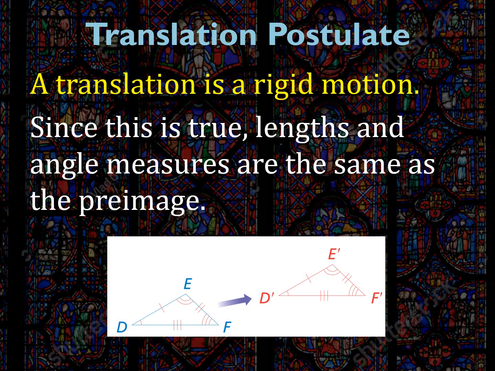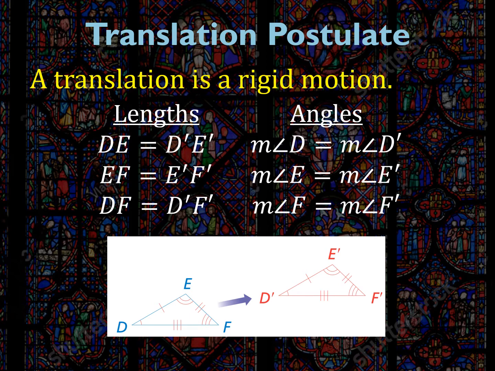So this is the translation postulate. A translation is a rigid motion. In other words, if you were to move a triangle or a quadrilateral, the lengths and the angle measures are the same before and after. So the pre-image is before, the image is after. Notice all 3 angles are the same. All 3 side lengths are also going to be the same for this triangle. So here is the confirmation of that. You can see the lengths map perfectly. DE is equal to D prime E prime, and so on for the other lengths. The measure of angle D is equal to the measure of angle D prime. When you translate it, all you're doing is moving it. You're not changing the size of the shape at all.